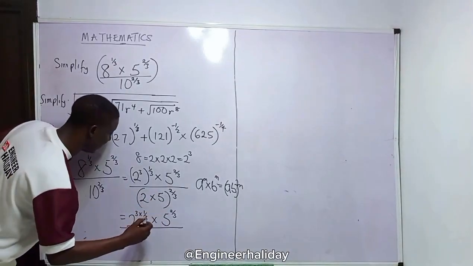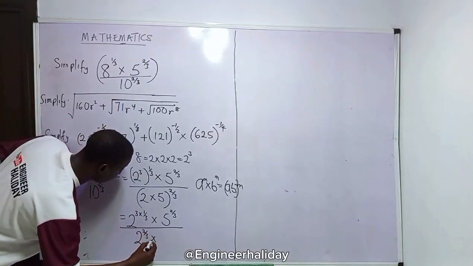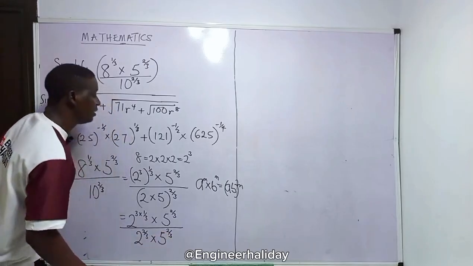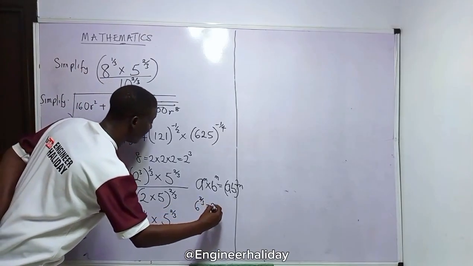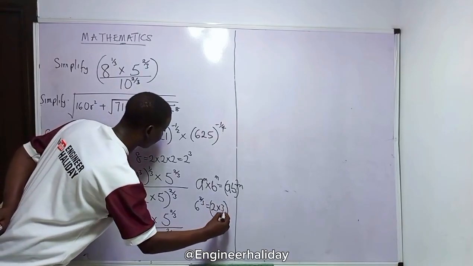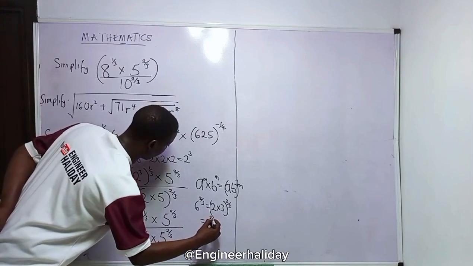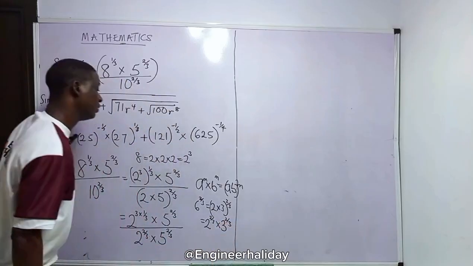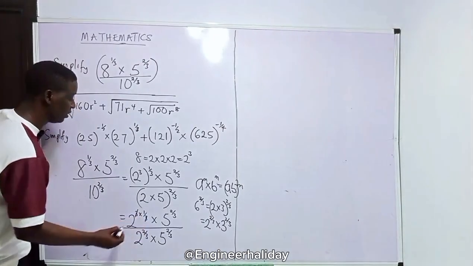That's what I want to say, that 2 raised to power 2/3 times 5 raised to power 2/3. Meaning that if you have 6, for instance, raised to power 2/3, it can be written as (2 times 3) all raised to power 2/3, which is the same thing as 2 raised to power 2/3 times 3 raised to power 2/3. So that is how it is. After breaking it down, this one will cancel this.